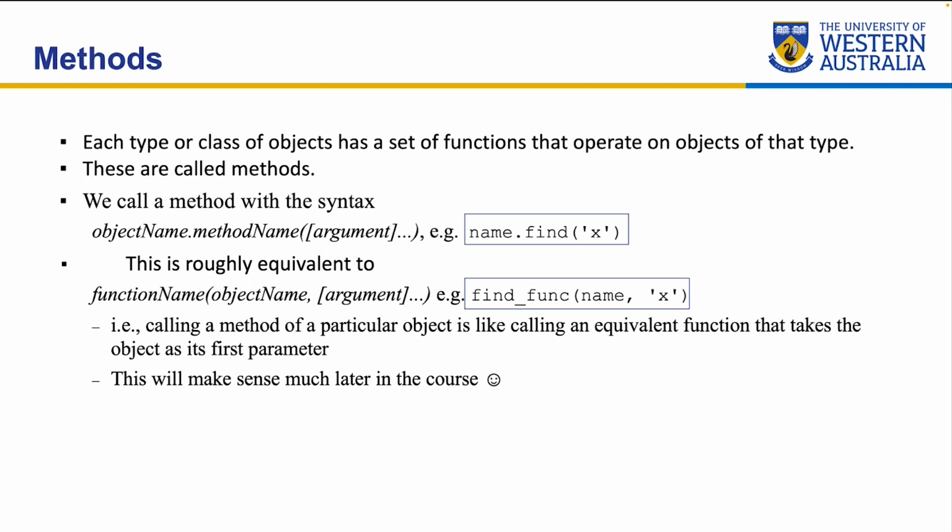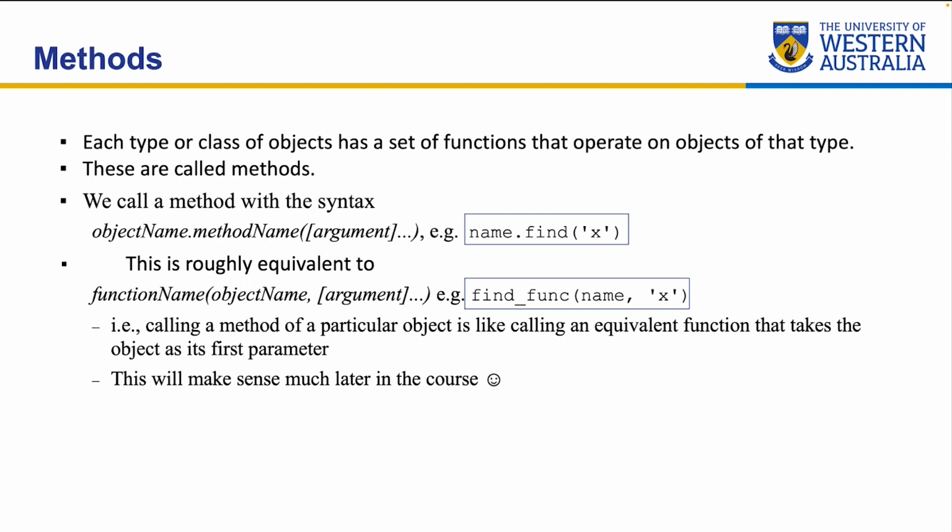To get into technical details, this is roughly equivalent to calling a find function with the name object and the input string x. Calling a method of a particular object is like calling an equivalent function that takes the object as its first parameter. So think of it like there's a function actually doing it, but that function is now attached to the object as the method. You don't have to worry about this at this moment. All you have to remember is how to use the method, which is object name dot method name and so forth. So let's have a look at some examples.